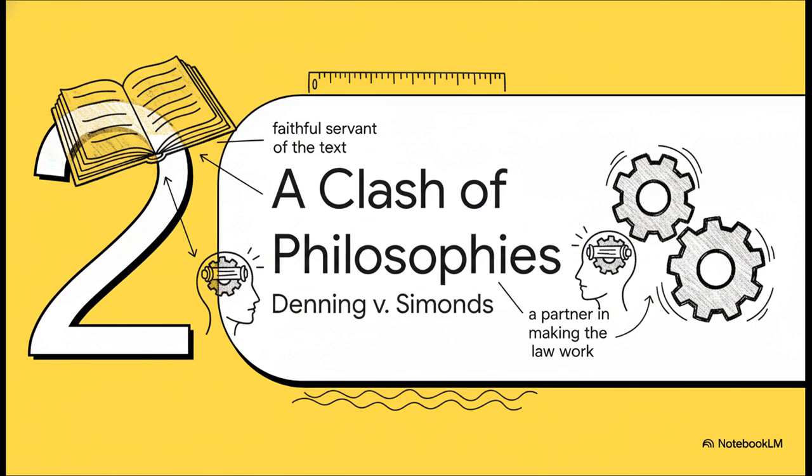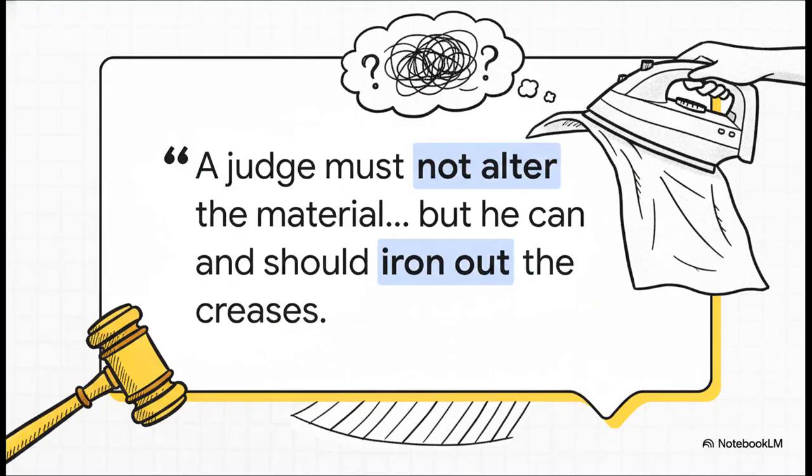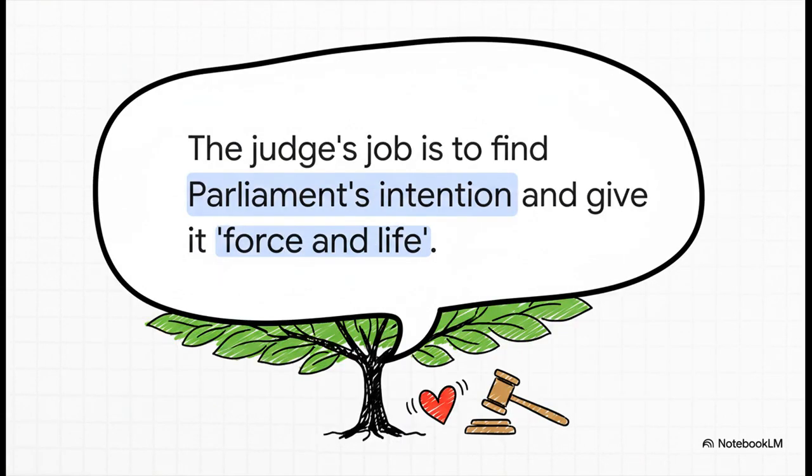This clash of philosophies is captured perfectly in the famous disagreement between two legal titans, Lord Denning and Lord Simons. Let's kick things off with Lord Denning and his incredible metaphor. He basically said, look, if a law has a flaw, a little crease in the fabric, a judge shouldn't just shrug and say, oh, well, bad writing. No, they should get in there and iron out the creases to make the law work the way it was meant to. This is what people often call the activist or pragmatist view.